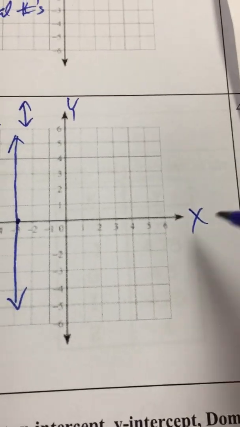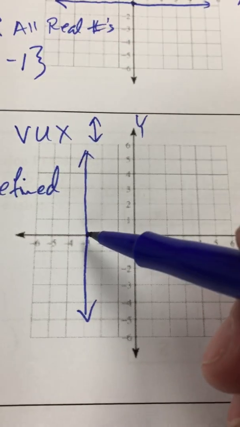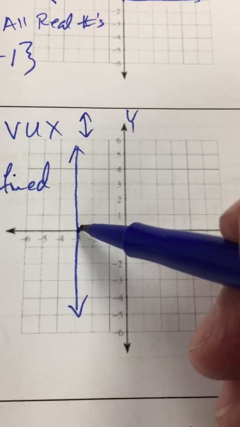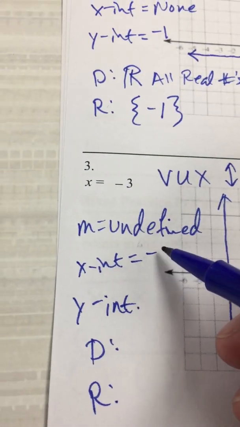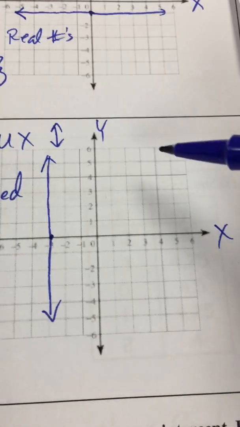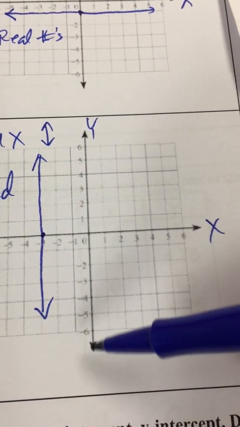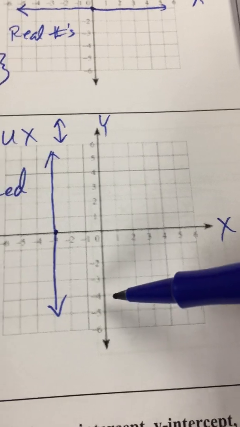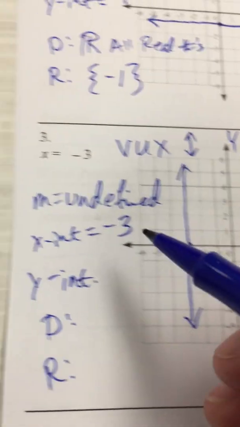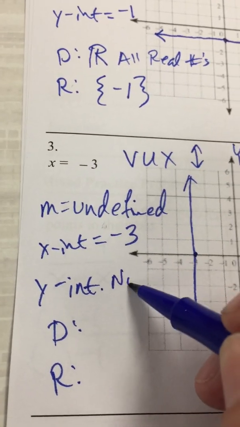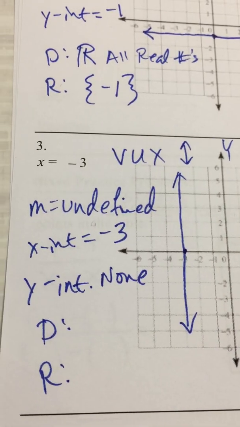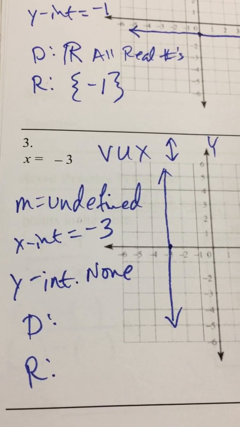X-intercept. Is it crossing my x-axis? Yes, it is. It's intersecting it right there at -3. So my x-intercept is -3. Y-intercept. Is it crossing my y-axis? No. Will it ever cross my y-axis? No. Those are parallel lines. They will never intersect. So this is none. It will never cross the y-axis, so there's no point where it's intersecting.